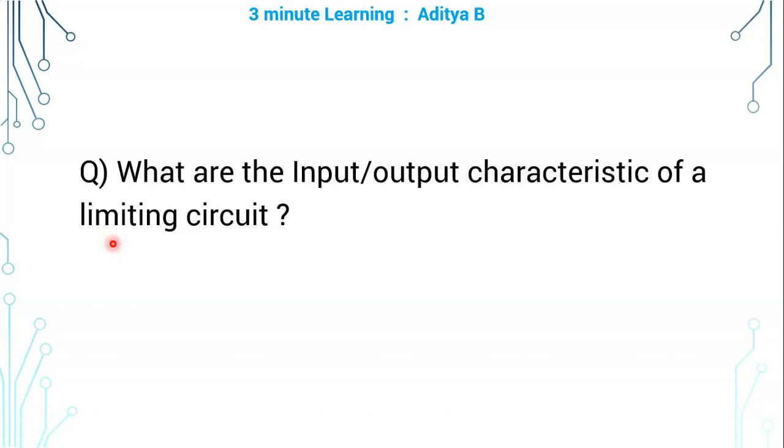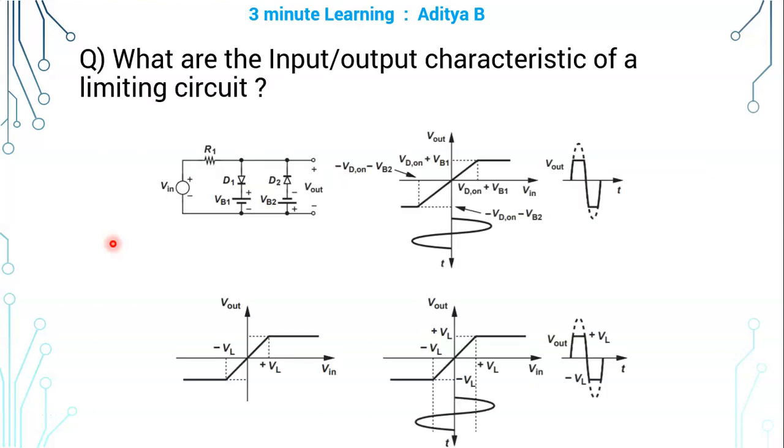What are the input-output characteristics of a limiting circuit? So this is a two-level limiter circuit or two-way clipper circuit. There are two reference voltages VR1 and VR2, or VB1 and VB2, which are given in series with the two diodes D1 and D2 facing in opposite directions. One is a downward facing diode, the other is an upward facing diode.